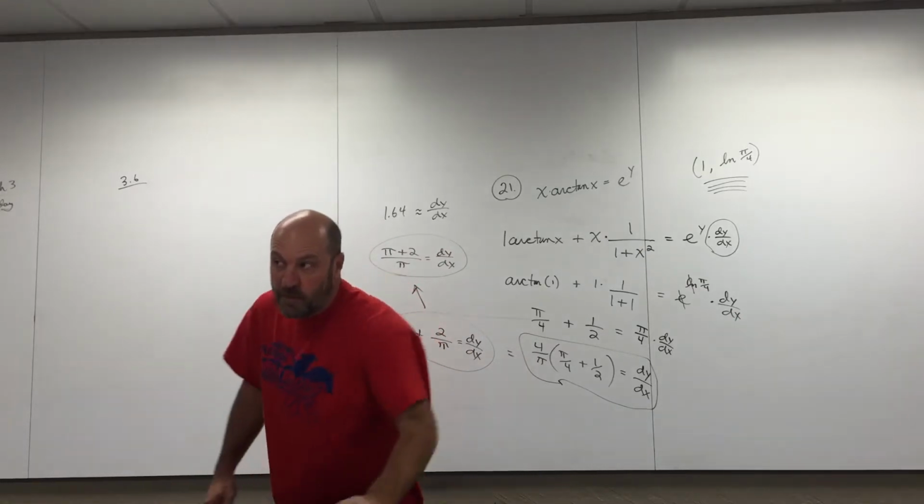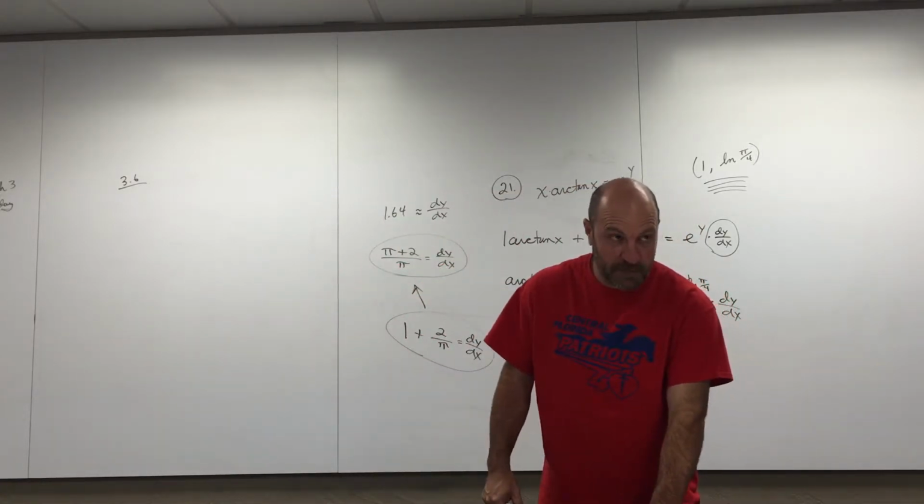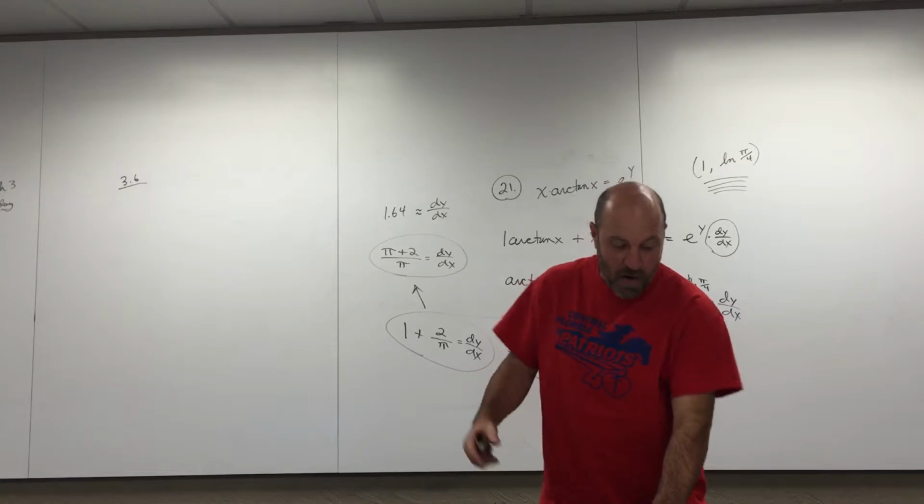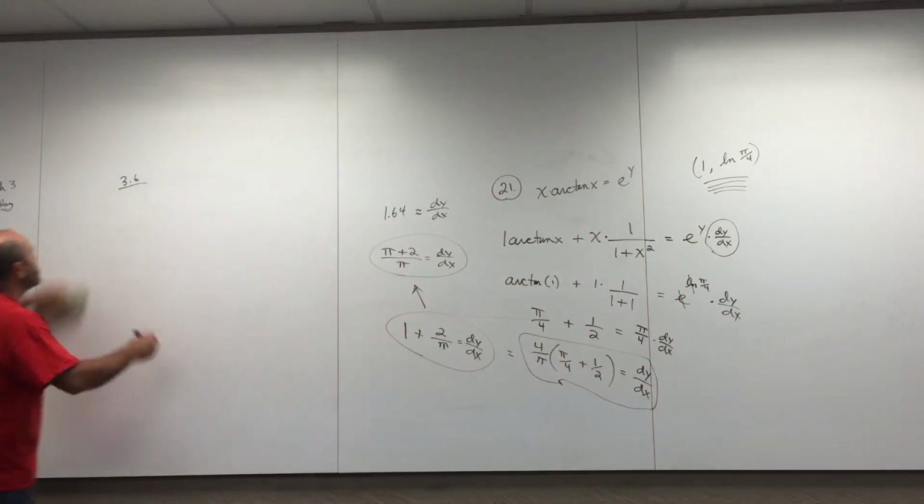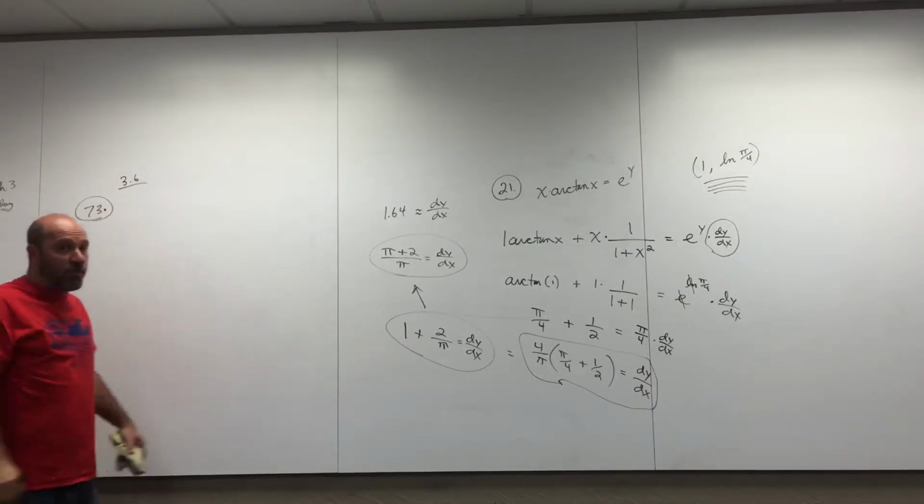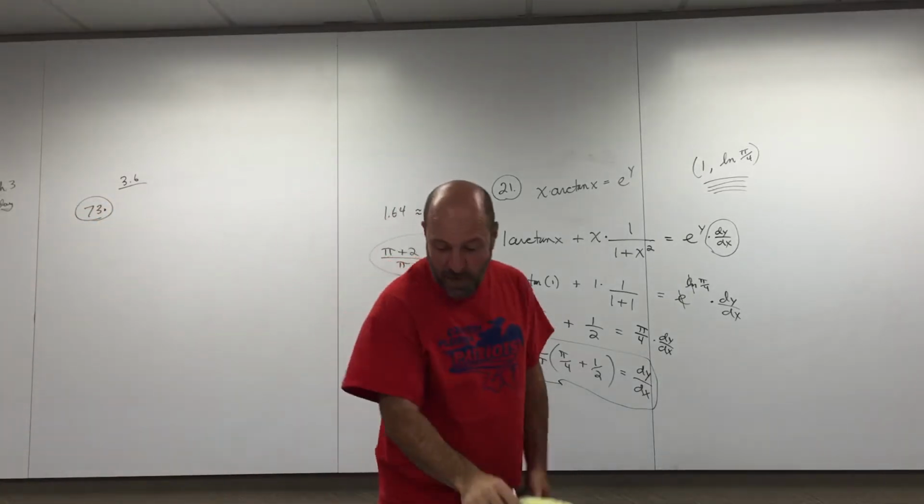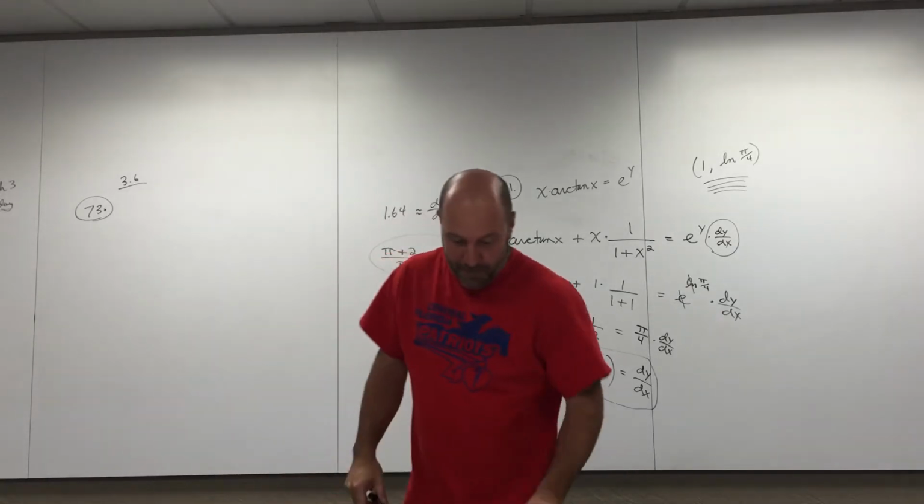Any other good questions anywhere? You want to work on anything else? Anything on the take-home quiz? Oh, I had one I wanted to do. I'm in 3.6. I'd like to do this 73. 73 is another little word problem I like. Let's talk about this. 73 in 3.6.